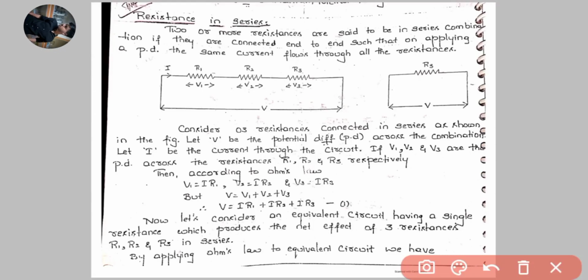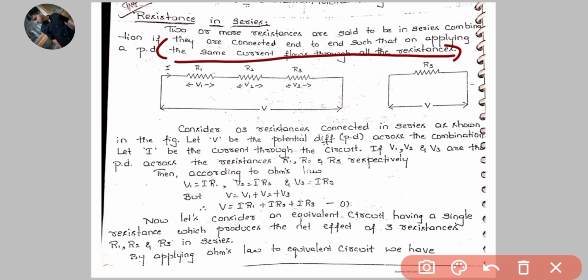In this lecture, let us learn about the resistors in series. Two or more resistors are said to be in series combination if they are connected end to end such that, on applying potential difference, the same current flows through all the resistors. Which is the most important statement you have to remember in your mind.